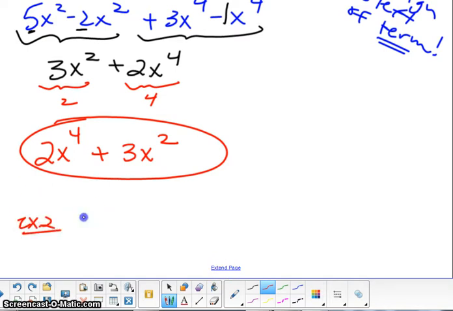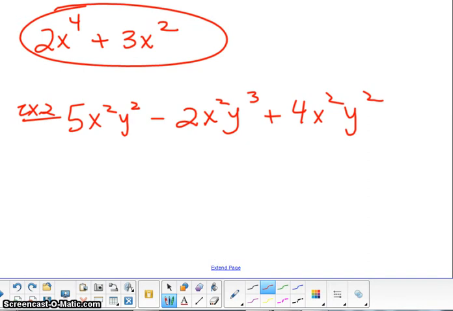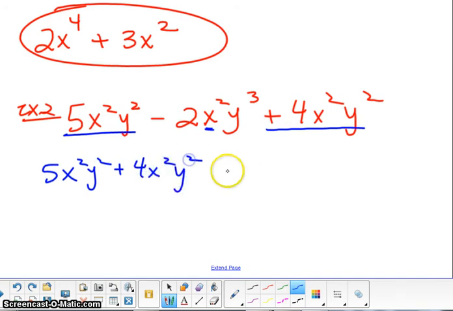Example 2 is 5x squared y squared minus 2x squared y cubed plus 4x squared y squared. Okay, so look for like terms, same variables, same exponents. So those are the only two that can go together. Yes, the x squared is the same, but it has to be the whole entire term that has to be the same. So I'm going to put those two together and I'm going to combine all of the like terms.